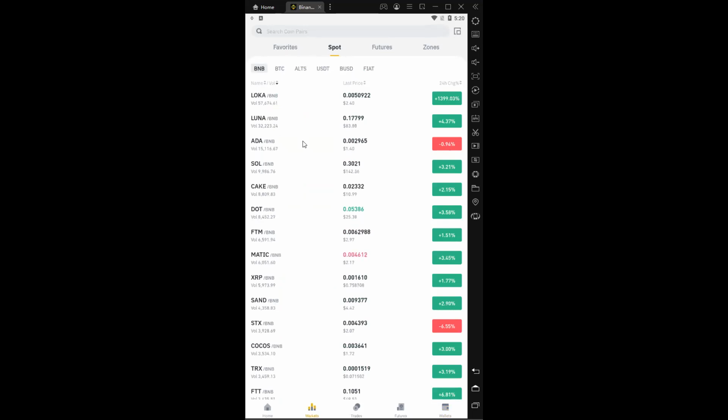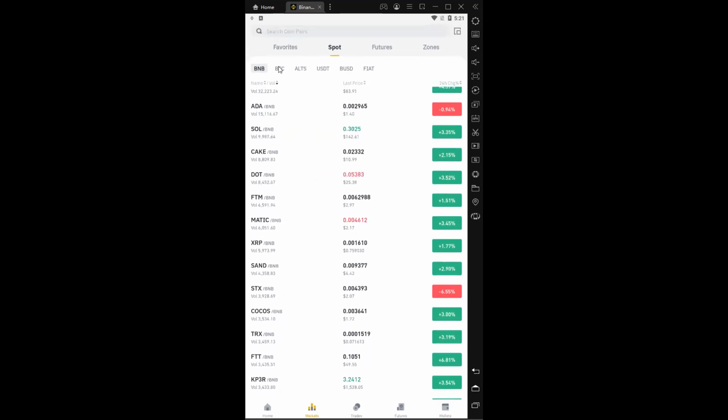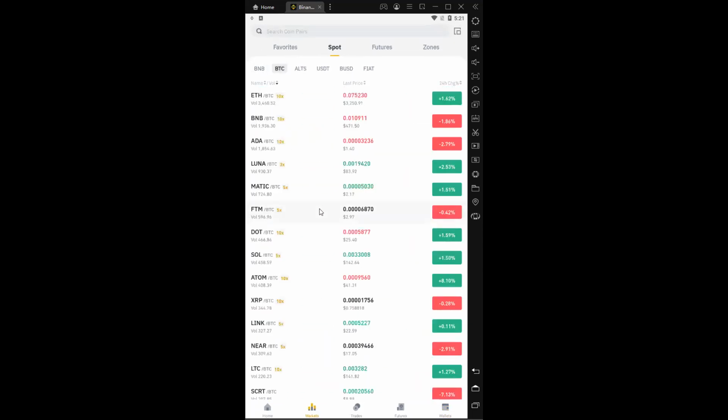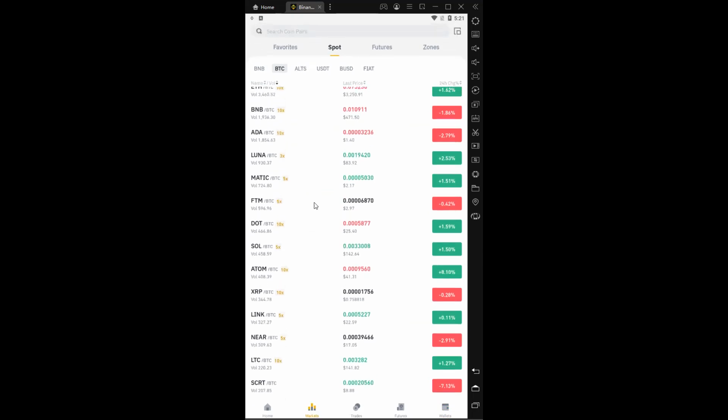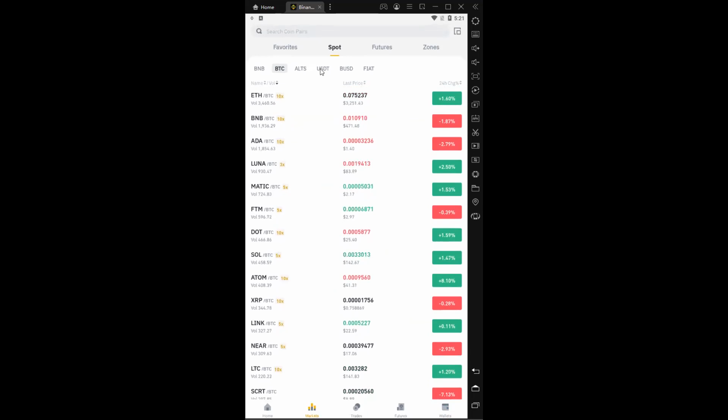So let's assume what you have is BNB and you want to convert it to any of these coins. So this is what you select. If you have BTC and you want to convert it to any of these coins, this is what you select. Or you want to sell those coins into BTC, this is what you select. But what I have is USDT. So I want to use USDT to buy any coin that I want to buy at this point in time.